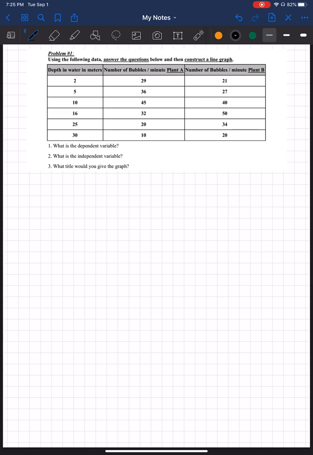So let's practice. This problem says to answer the questions below and then construct a line graph. So this one was nice enough to tell us to construct a line graph. So that's what we're going to do. You can use graph paper if you'd like. Regular paper is also okay. It's just going to depend on how you format the lines here.